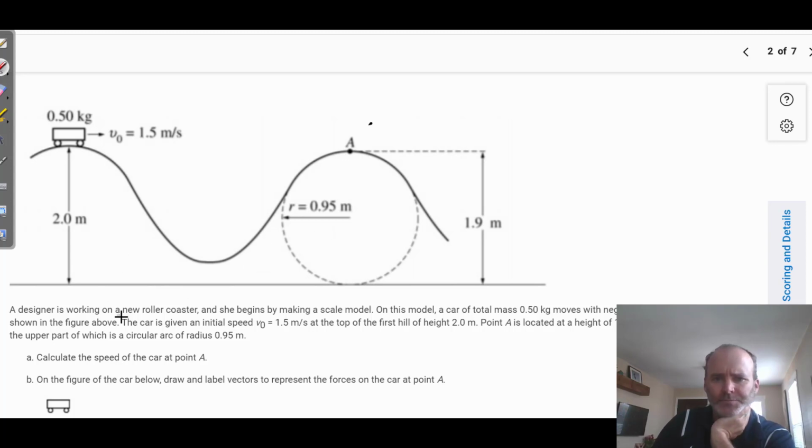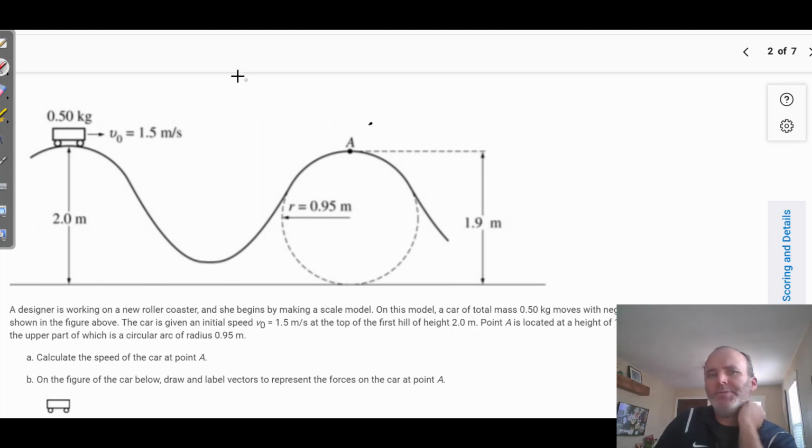Okay, so we're given the mass of the cart. We're saying there's no friction. The car is given an initial speed of 1.5 meters a second, so it has a velocity here. The hill is 2 meters, and this is 1.9, and then the radius is 0.95. So, all right, the first step, it says calculate the speed at A.